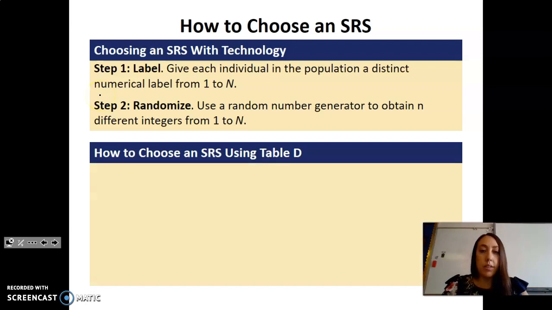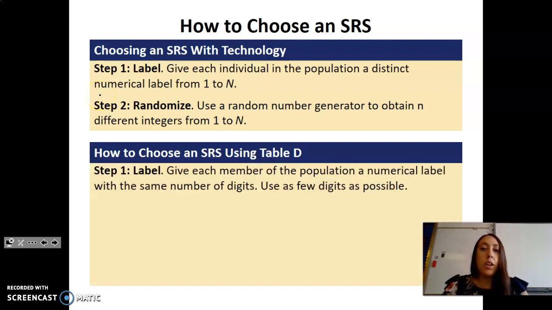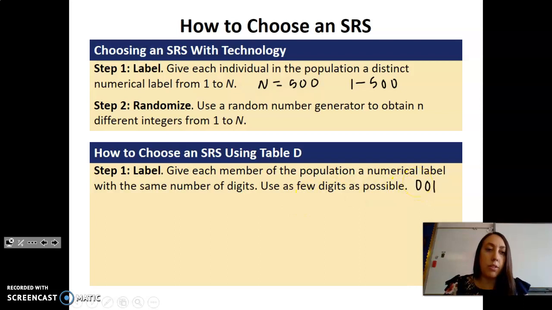With the random digit table, we have to label each member of the population with a numerical label with the same number of digits. So in my example from last time, I had 500 people, and I labeled them 1 to 500. Since my largest number is 3 digits, here I would have to label them 001 to 500. I'd have to use 3 digits for everything if I'm going to be using the random digit table.